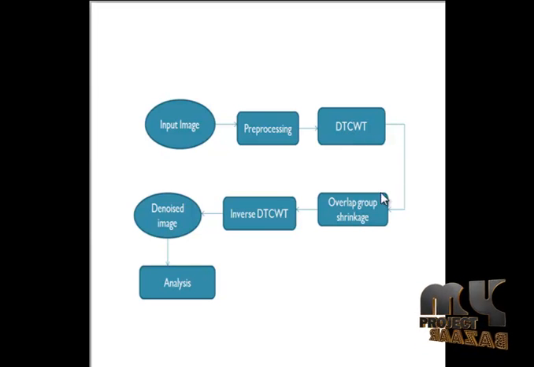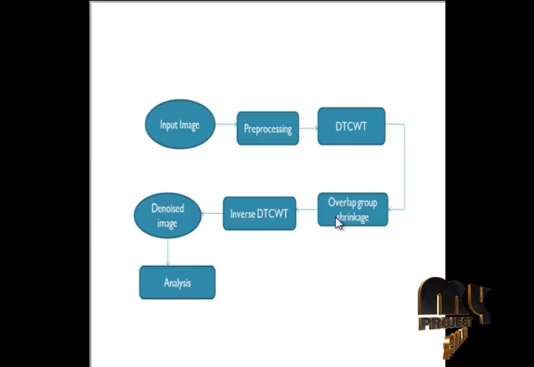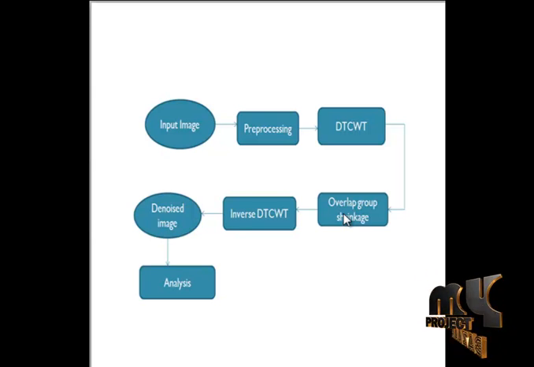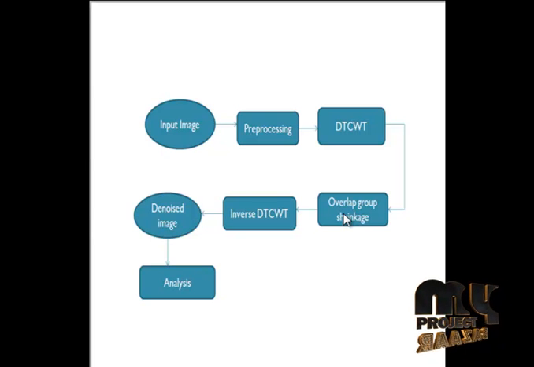After that it will go to the shrinkage function. Here we are using the overlapping group shrinkage. It is the thresholding technique. Based on the overlap group shrinkage, the noise threshold will be identified for the coefficients. After identifying that, it will be removed from the coefficients.